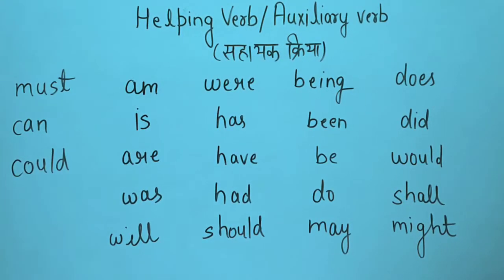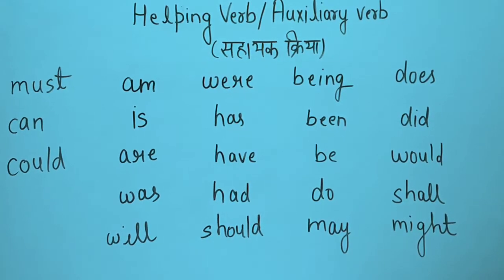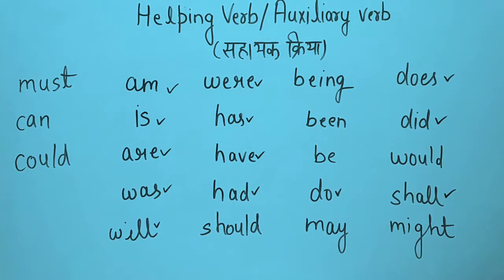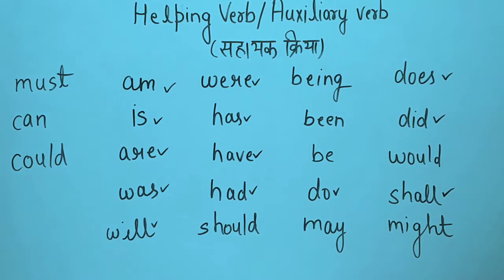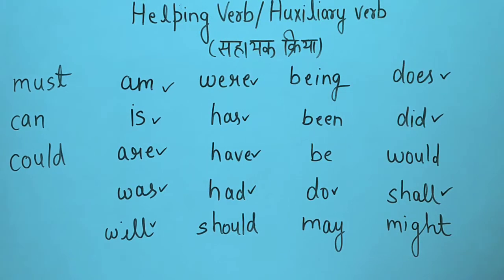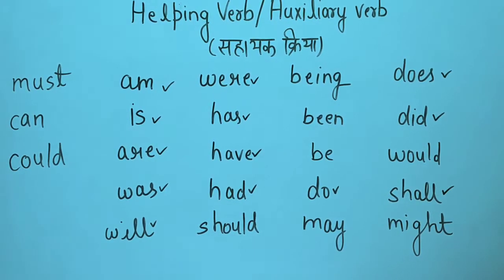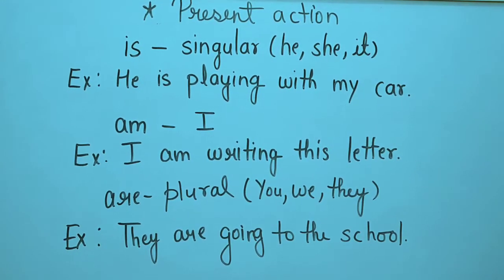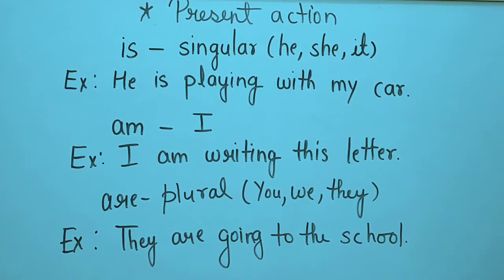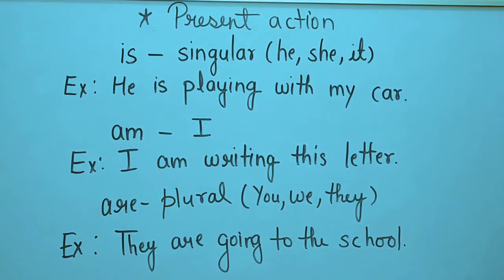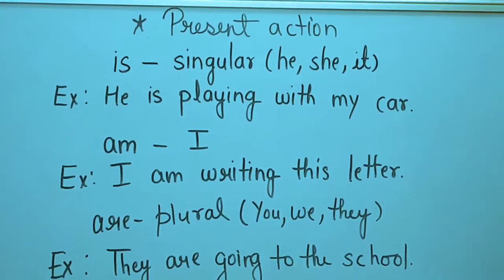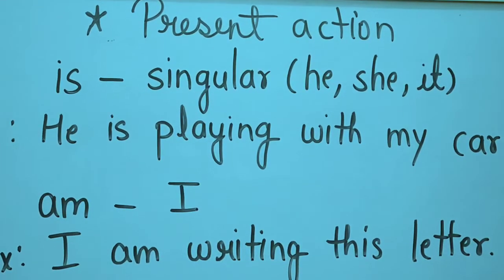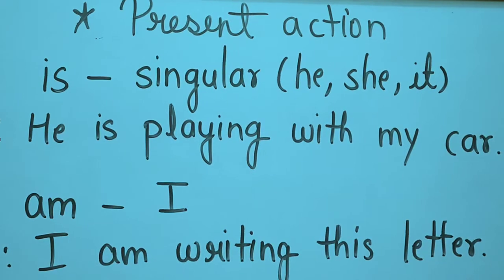Now let's move towards how many helping verbs we have. So these are your helping verbs. In today's video, I'm going to explain a few verbs which are ticked. All these helping verbs I'm going to describe in this video. Now let's move to our first helping verbs. The first three that I have taken are am, is, are. All these come under the present action. आपके present action पे ये based होते हैं. See, the first one you use with singular, when your subject is singular, like he, she, it or any name.